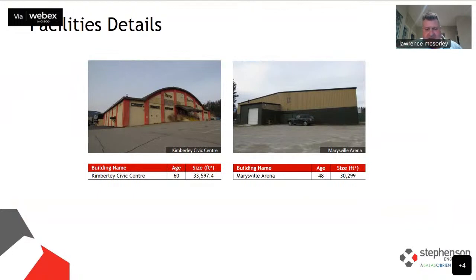And your two arenas, the Kimberley Civic Center, which is now 60 years old, and the Marysville Arena, which is 48. As some of you know, the Marysville Arena started out as an outdoor rink that later had a roof put onto it. The next slide.